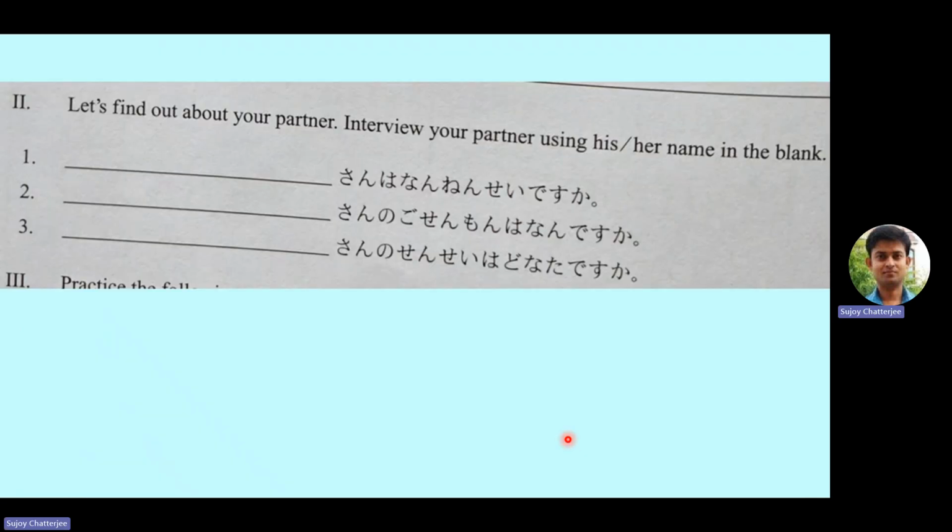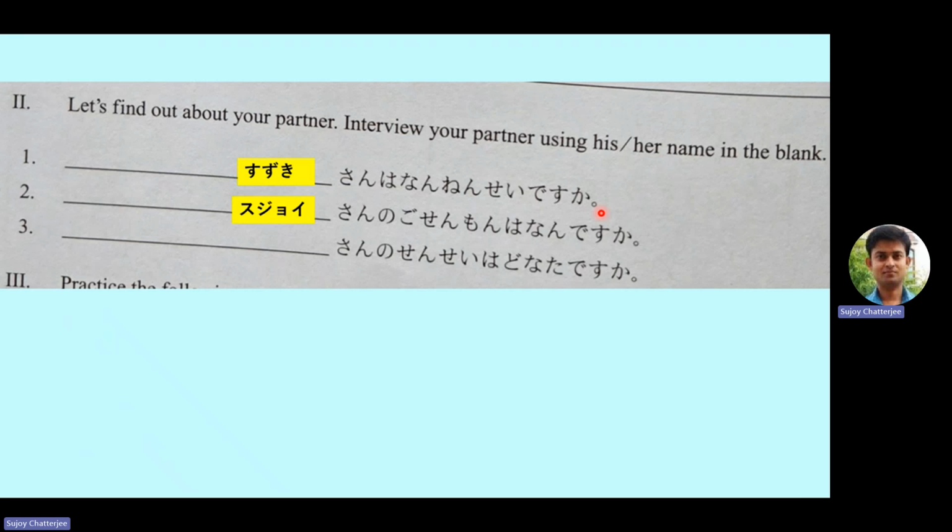Now the second question of the exercises. Let's find out about your partner. Interview your partner using his or her name in the blank. Dash san wa nannensei desu ka? Nannensei means which year. For example, Suzuki-san wa nannensei desu ka? That means Suzuki-san, which year are you in?